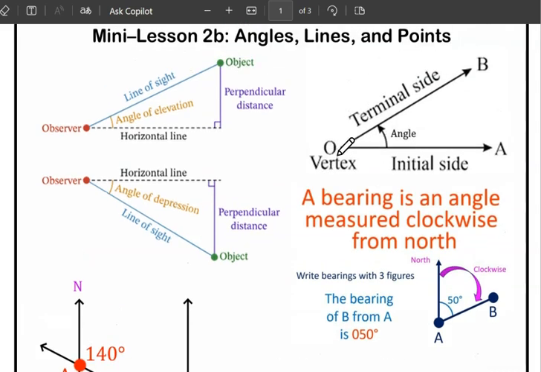We could think of the observer as the vertex, and the horizontal line is the initial side, and then the terminal side is where the object is, the line of sight for the object.